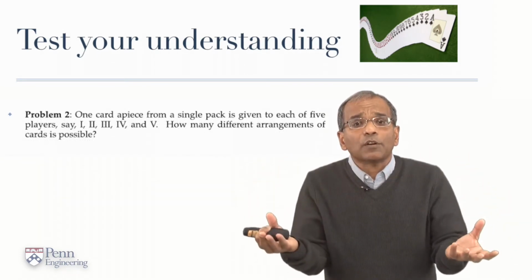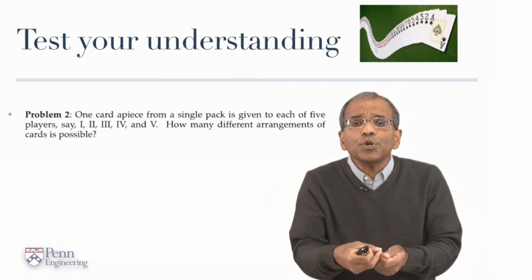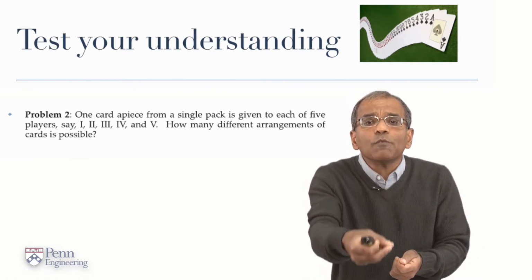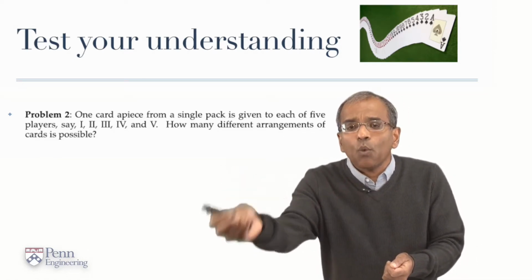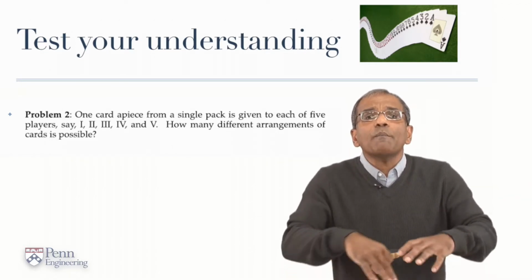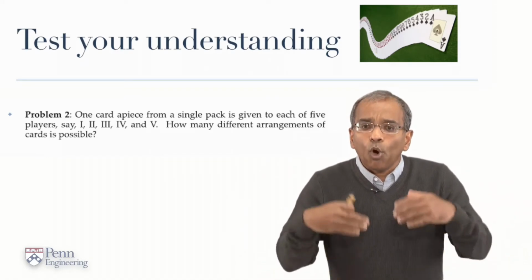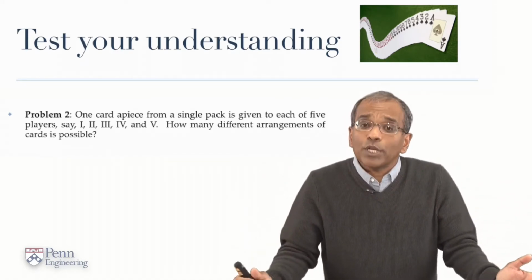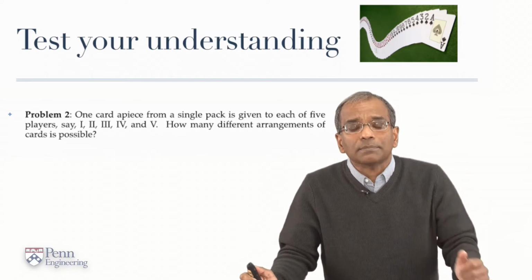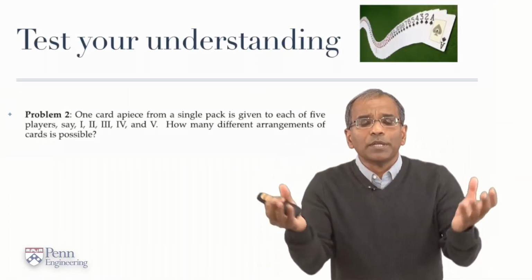Now, let's take a look at another version of this problem. Take a standard pack of cards, shuffle it, and distribute 1 card to each of 5 distinguished players, 1, 2, 3, 4, 5. How many different sequences can they get? Pause the lecture again, and when you are ready, restart. Now that you're back, let's consider the problem anew.